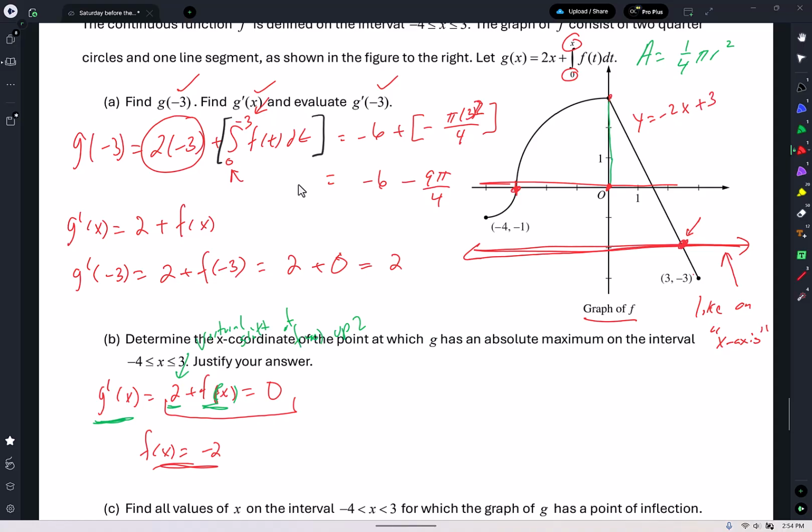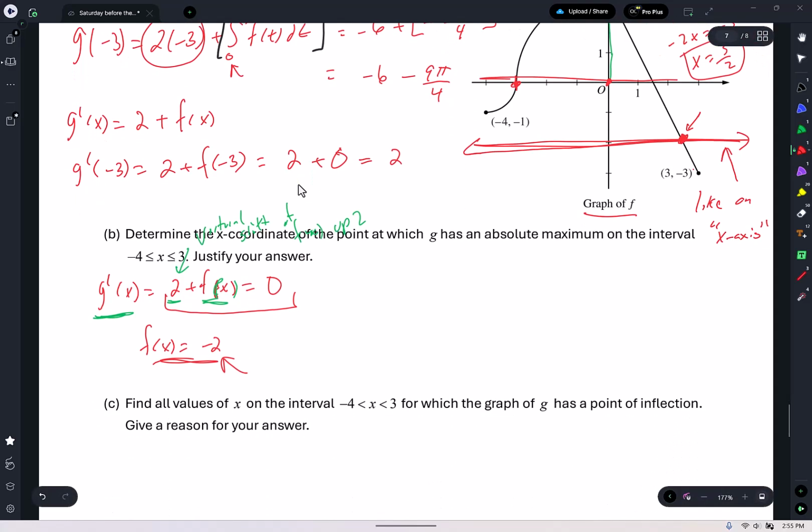And I'm going to set that equal to -2, because that's what I want to do. I want to figure out where this line equals -2, because that's the x value. So here it is, equals -2. Guys, this equation, that -2x plus 3, that's this line right there. And that -2 is what I want to figure out. I want to figure out where this function intersects that -2. -2x equals -5, divided by -2, x equals 5/2. So that is the value where g prime is changing from positive to negative.